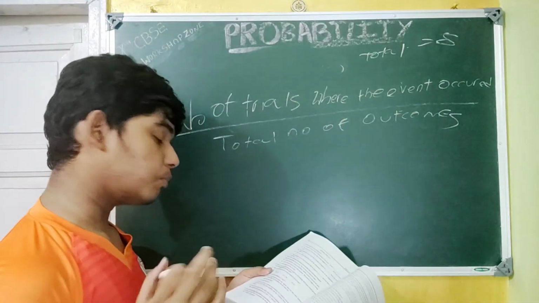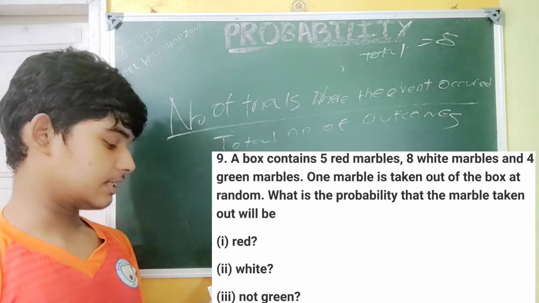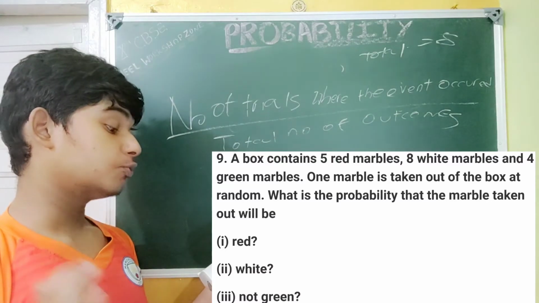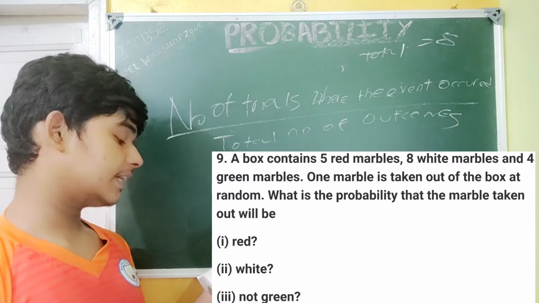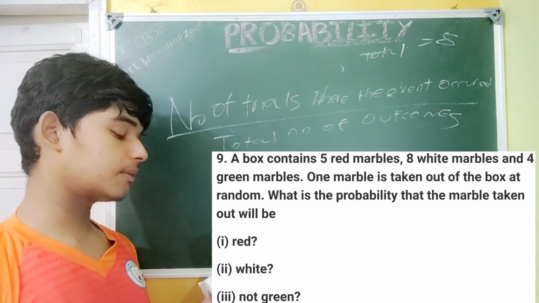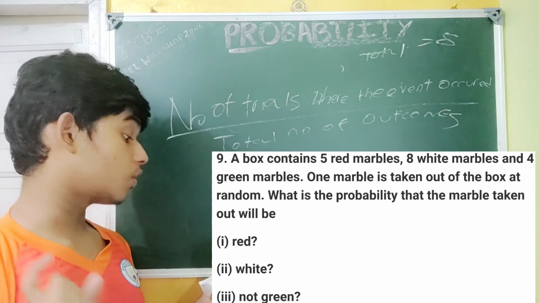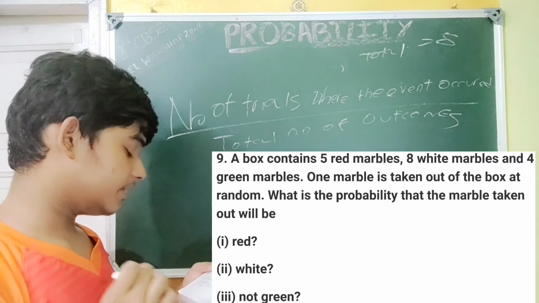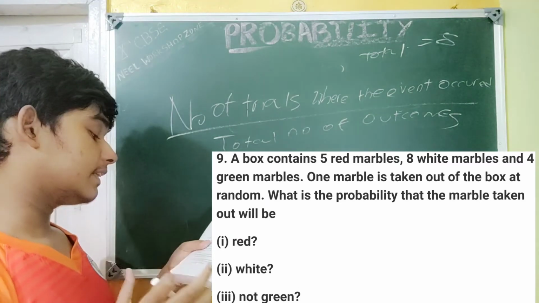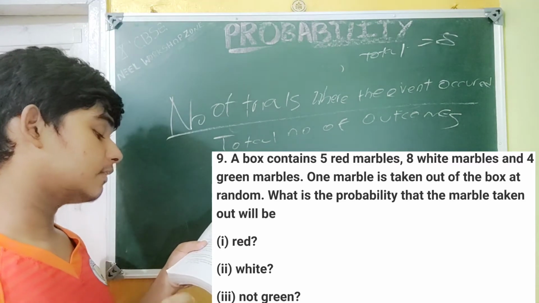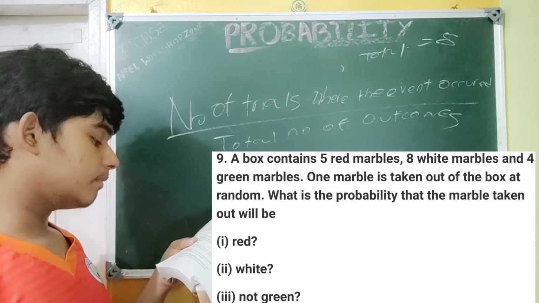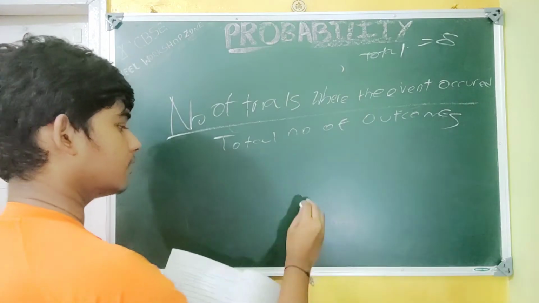The next sum. A box contains 5 red marbles, 8 white marbles, and 4 green marbles. 1 marble is taken out of the box at random. What is the probability that the marble taken out will be red, white, not green? So this is a little bit of a trick question, but it contains 5 red marbles, 8 white marbles, and 4 green marbles. When you add them up, you get 17 marbles in total.